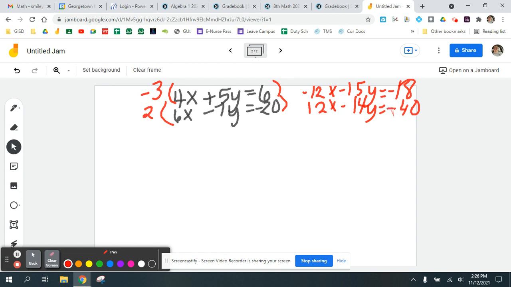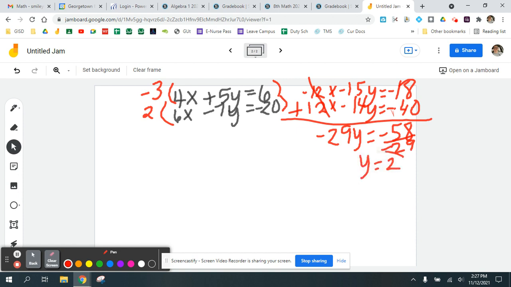The negative didn't show up. Okay. When I go to add these, my 12s are already opposite. Negative 15 and a negative 14 make a negative 29y, and negative 58 is what it equals. Divide, and you get y equals 2. So you use that to go back in and plug in.